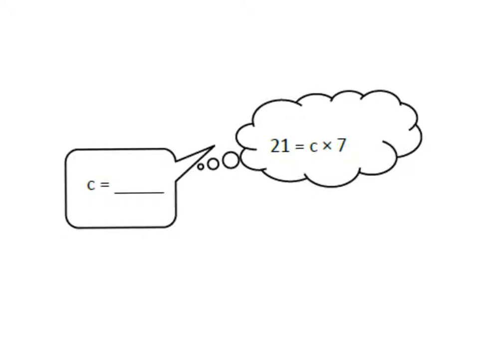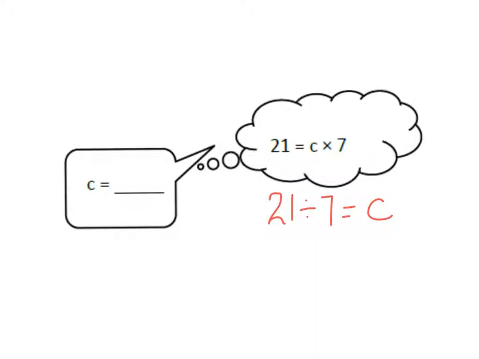Let's take a look at the next one where we have C as the variable. So 21 is equal to C times 7. So this is kind of like a division problem where I have 21 divided by 7 equals C. So what do I have to do to figure out 21 divided by 7? Well, you can write your 7s down to see how long it takes you to get to 21.